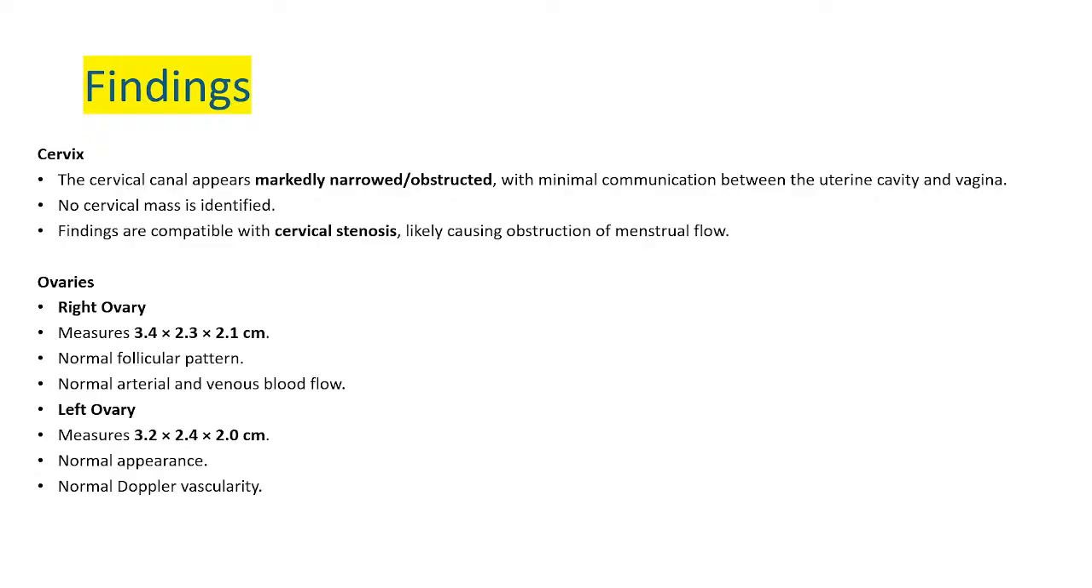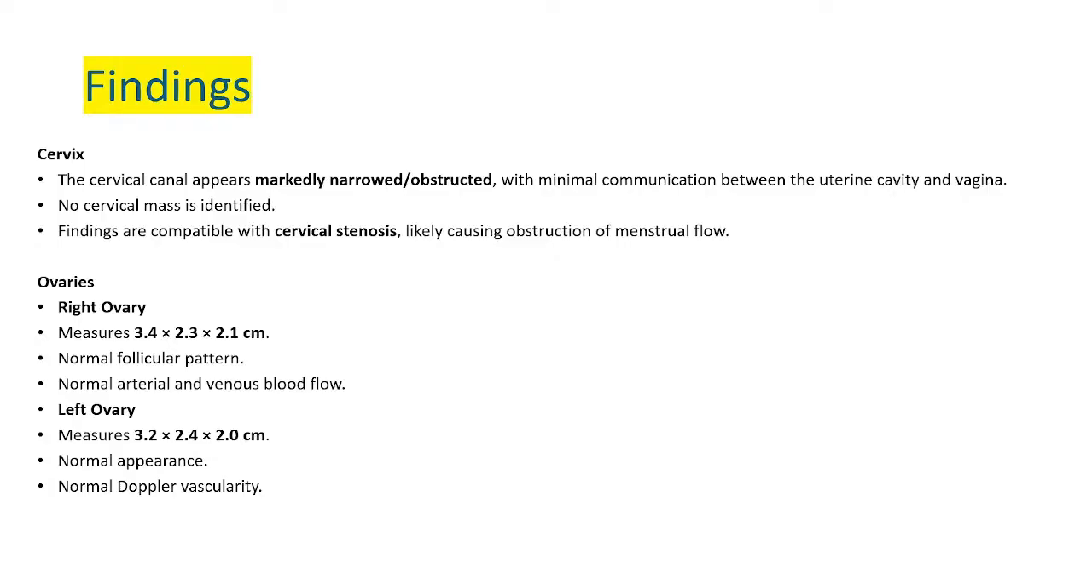So let's continue with the findings. Now the cervix. The cervical canal appears markedly narrowed, obstructed, with minimum communication between the uterine cavity and vagina. No cervical mass is identified. Findings are compatible with cervical stenosis likely causing obstruction of menstrual flow.